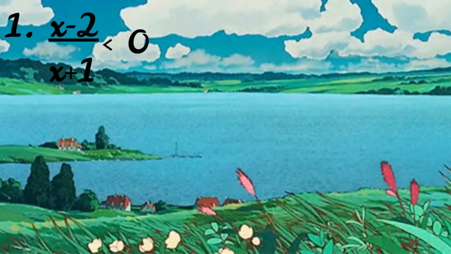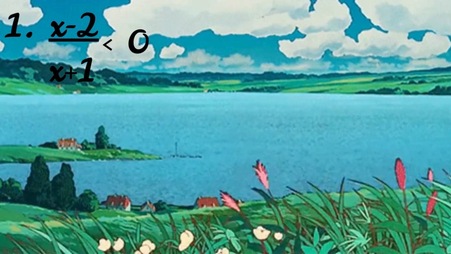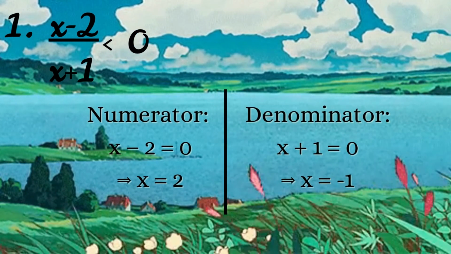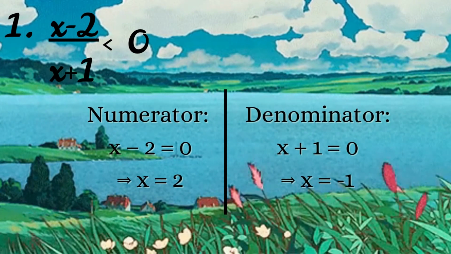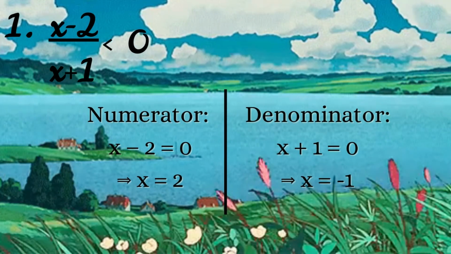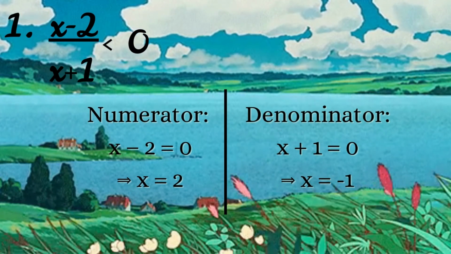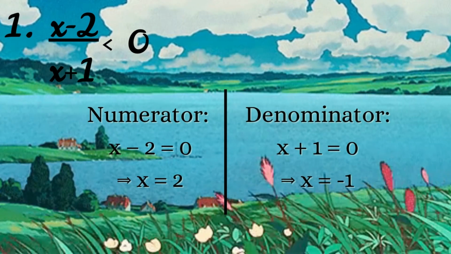Our first problem is (x - 2)/(x + 1) < 0. The first step is finding the critical points. The numerator x - 2 = 0 turns into x = 2, and the denominator x + 1 = 0 turns into x = -1.